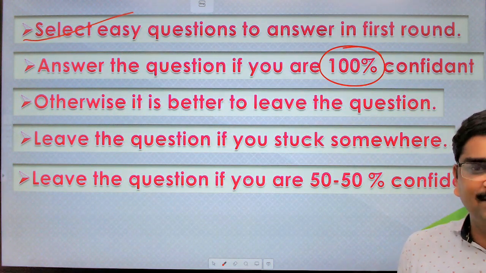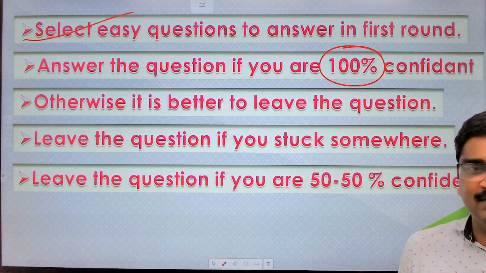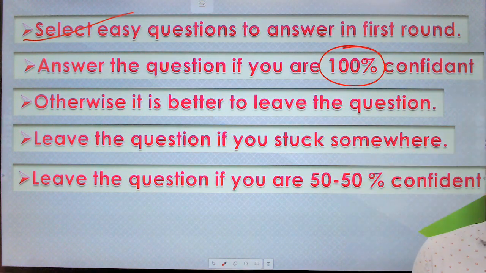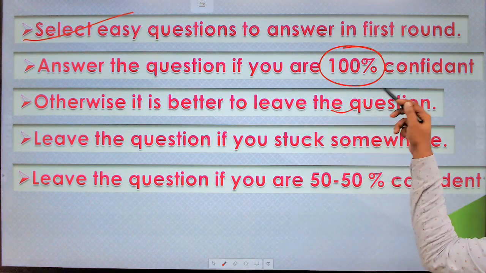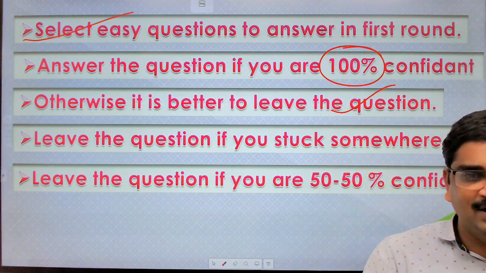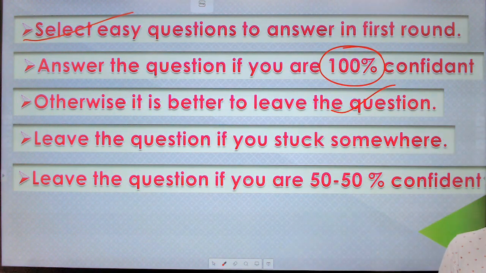If you are not 100% confident, leave the question. So if you are 100% confident, then only you have to answer the question. Otherwise, it is better to leave the question. If you are 50-50 confident, it is better to leave that question. Then go through the next one.